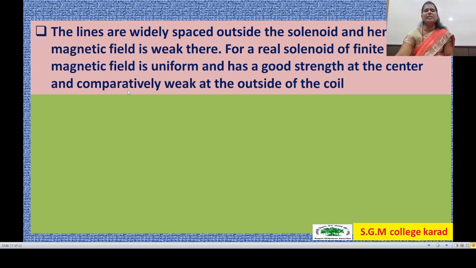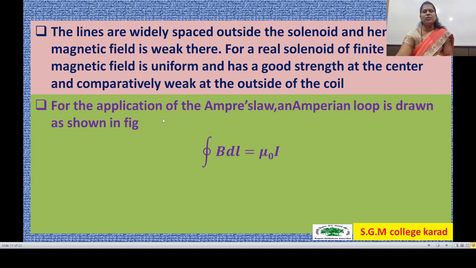The magnetic lines are widely spaced outside the solenoid, and the magnetic field is weak there. For a solenoid of finite length, the magnetic field is uniform with good strength at the center, and comparatively weak outside the coil.